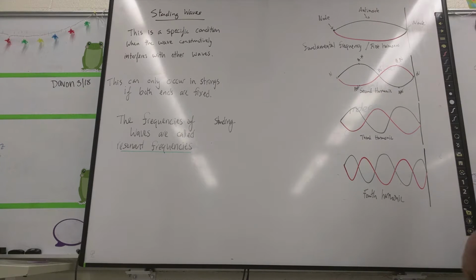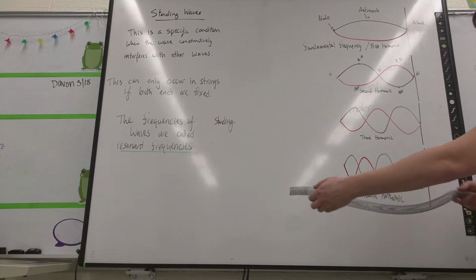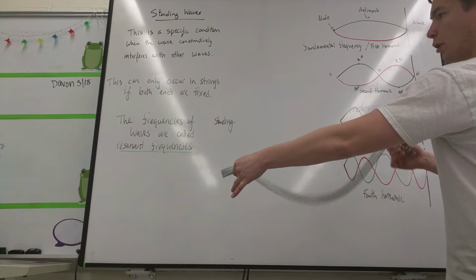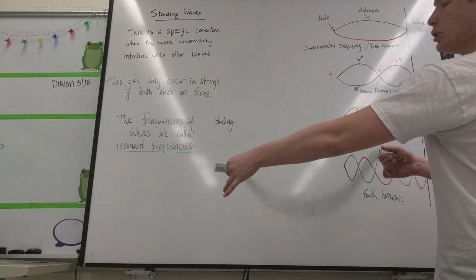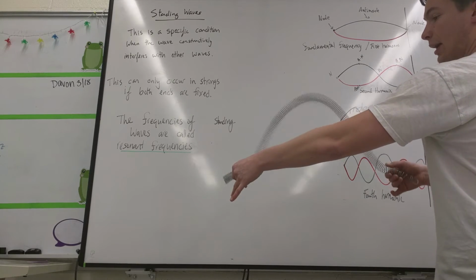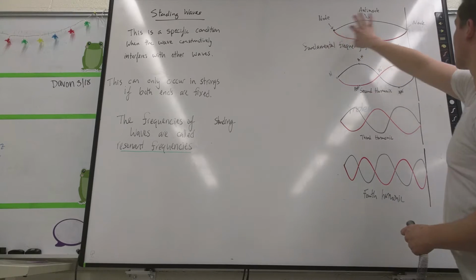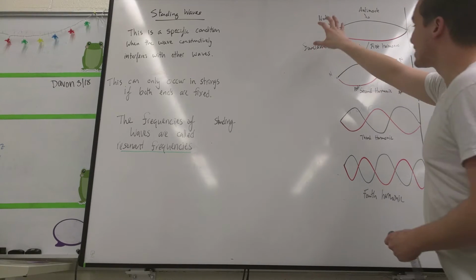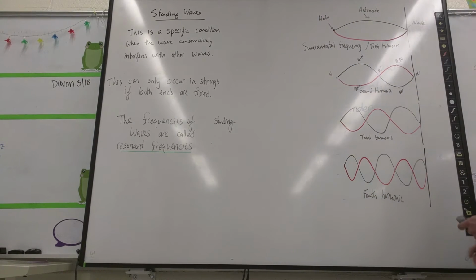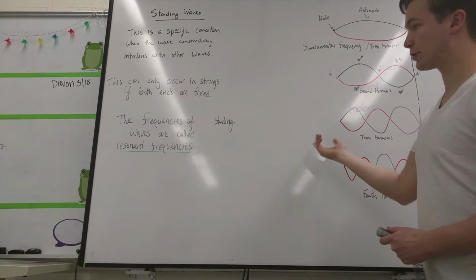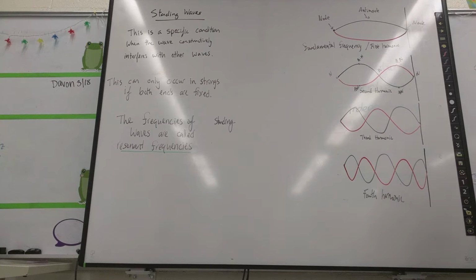The frequencies that are oscillating the spring or string are going to be called resonant frequencies if we do indeed see a standing wave. So for this first case, this is a standing wave, and it's the most basic standing wave that we can see. We call it the fundamental frequency. So it's our first resonant frequency.